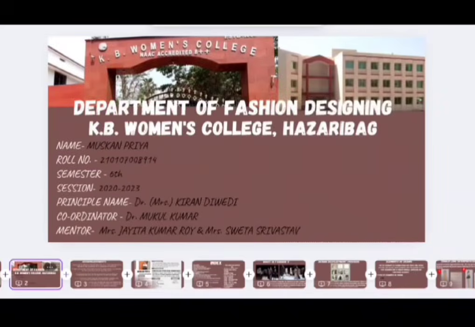Now comes the first page, where we add the department name, college picture, department picture, your name, roll number, semester, session, principal name, coordinator name, and your mentor name.